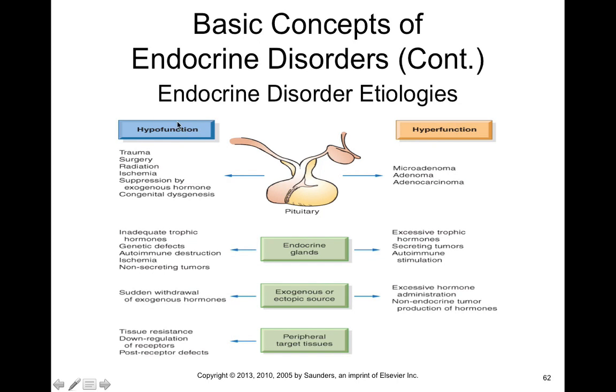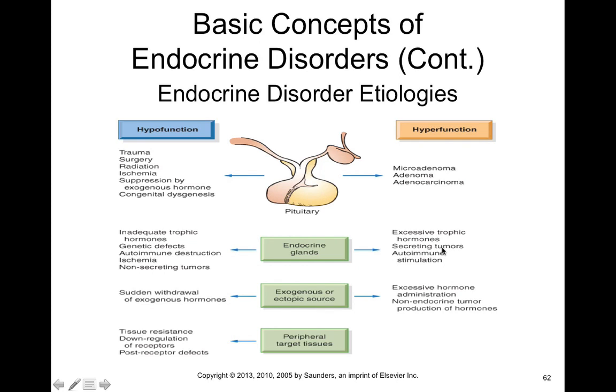Now, what this slide shows are the disorders of hypofunction and hyperfunction. For hypofunction, this can come about from trauma, surgery, radiation, ischemia to tissues, suppression by exogenous hormones, or even congenital dysgenesis, like it never develops normally. Hyperfunction can come from things like microadenoma, or basically a growth of this glandular tissue that leads to a lot of hormone being released. Or adenomas and adenocarcinomas can also release excessive amounts of hormones. And if it comes from endocrine glands, you might find that an endocrine gland can release an excessive amount of a trophic hormone, which can go on and exert an effect on another target tissue or gland.